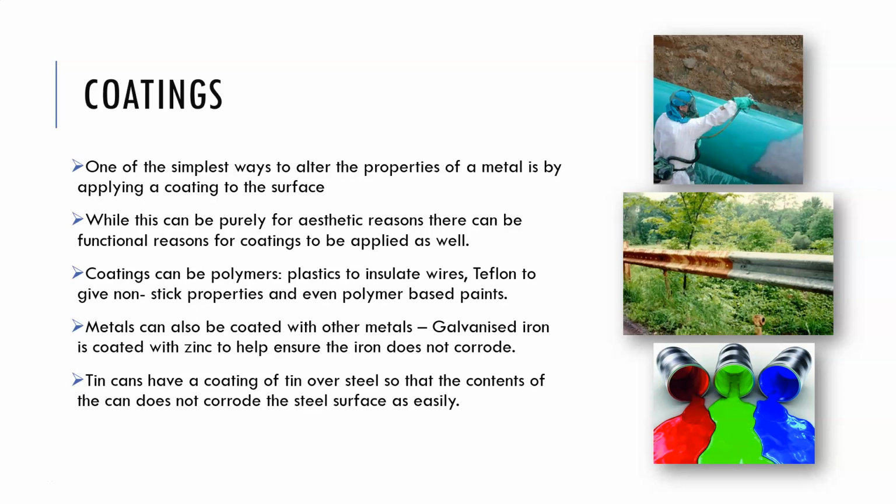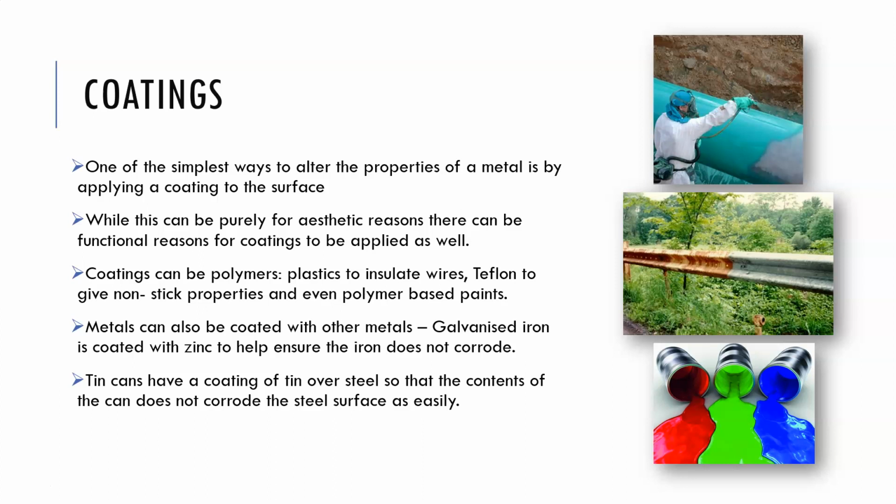These coatings can be made of polymers, so plastics, which we use to insulate wires, Teflon, which we put on pots and things like that to make them non-stick. They can sometimes be coated in other metals, so galvanizing is coating iron in zinc, which helps to ensure the iron doesn't corrode, because the zinc will corrode preferentially to the iron.